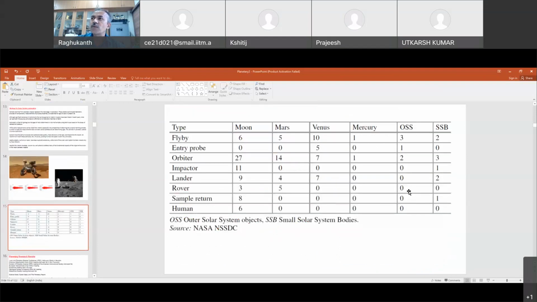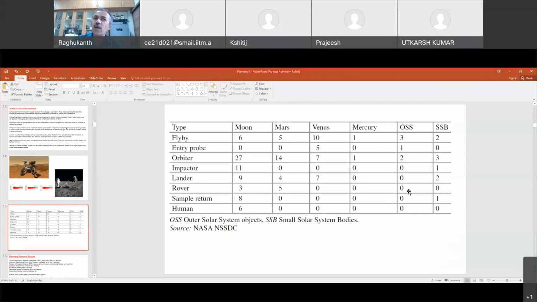So this is what I showed you in the last class also, how many missions have been undertaken till date. How many flybys, how many orbiters, how many impactors, landers, rovers, samples, human missions, and all those things have been done. This is the current status. And of course, in the next 10 years, these are highly evolving areas. Obviously, these numbers are going to increase.